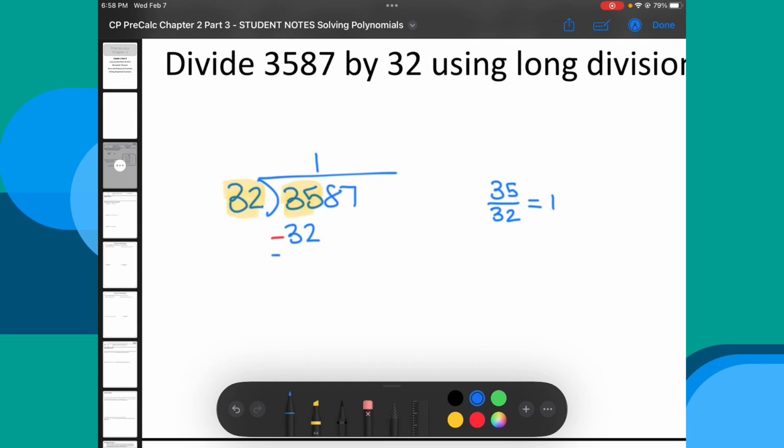I really encourage you to put the subtraction sign in another color. 35 minus 32 is 3. Then we're going to bring down the 8. Now we're going to repeat. So now we're asking ourselves, how many times does 32 go into 38? So 38 divided by 32 goes in one whole time. So we put the 1 up top.